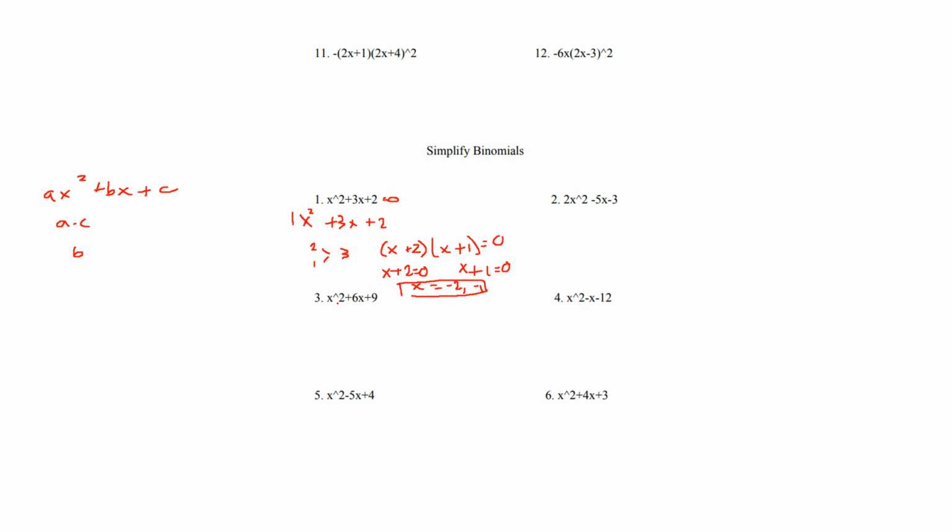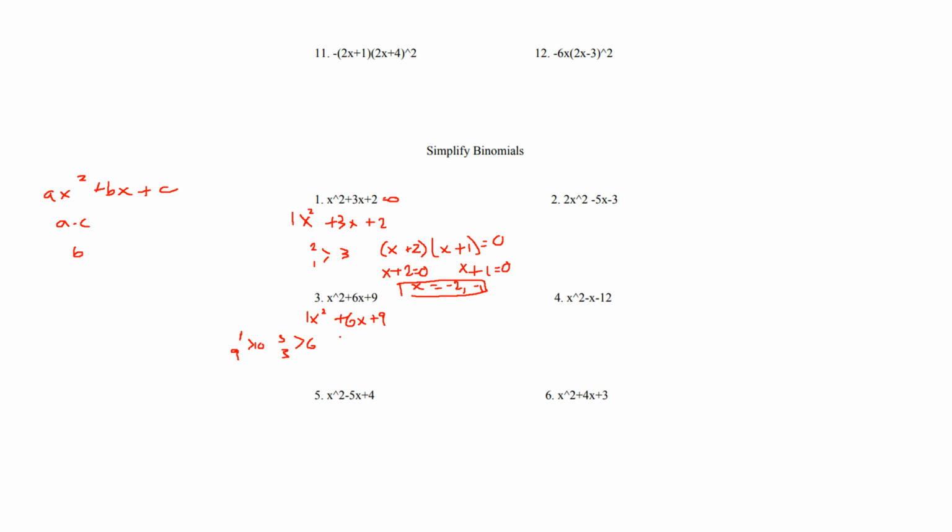Okay, let's do number 3 here, since it's similar to number 1. Right? It has a leading coefficient of 1. And just like the problem above, you're basically just trying to find the factors of 9 that add up to 6. So the factors of 9 are 1 and 9 and 3 and 3. 1 plus 9 is 10. So we know that's not it. But 3 plus 3 is 6. So this is what we use.